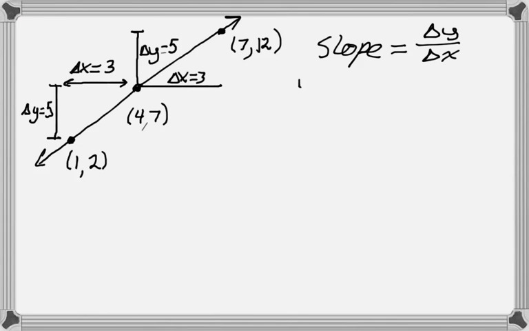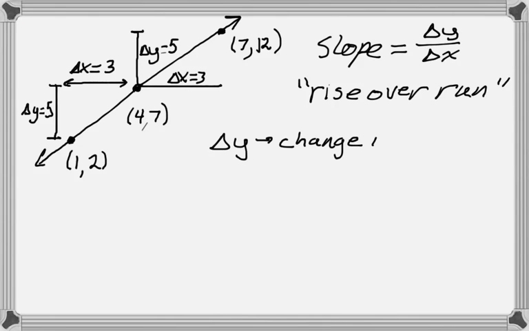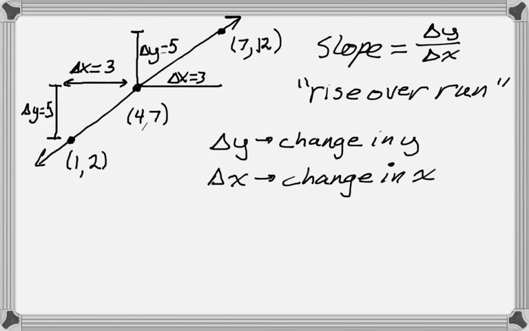So slope is our delta y over delta x, which is commonly referred to as rise over run. You'll probably end up saying that in your head about 1,000 times, maybe more. Delta y is change in y, and delta x is change in x. It's important when you meet these symbols that you know how to pronounce them so that you can talk to other people about it and know how to read it and be consistent.